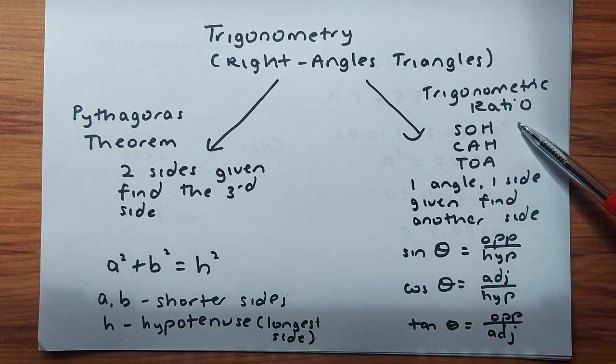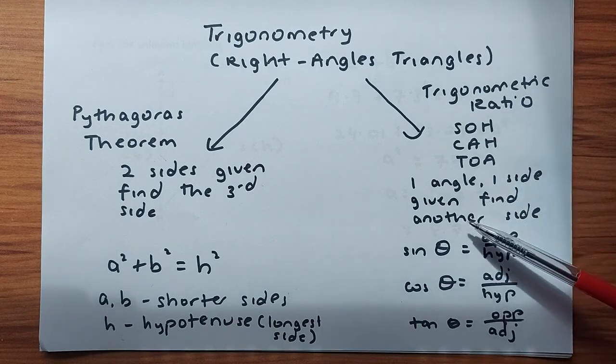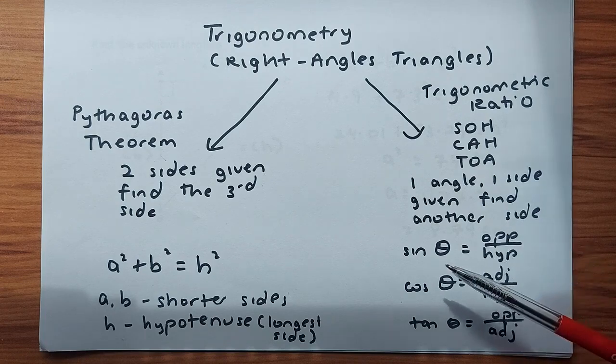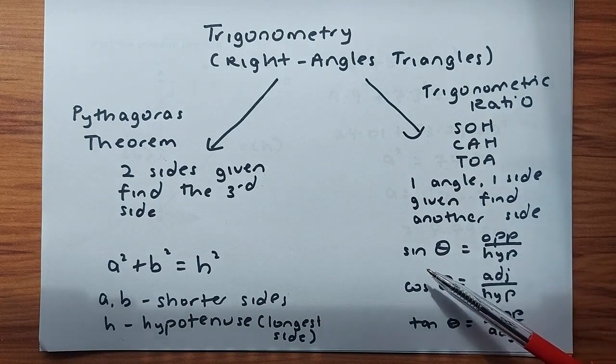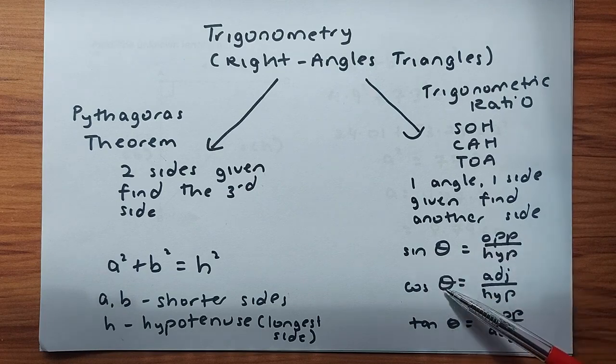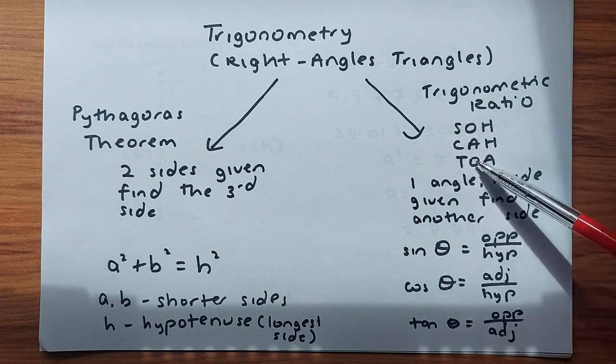The other method we're going to learn is called the trig ratio. You have learned it before. It's called SOHCAHTOA. One angle and one side is given, and you are going to find another side. So the three formulas are SOHCAHTOA. Sine theta is opposite over hypotenuse, so SOH. Cos theta is adjacent over hypotenuse, so CAH. And tangent theta is opposite over adjacent, so TOA. That's how SOHCAHTOA comes about.